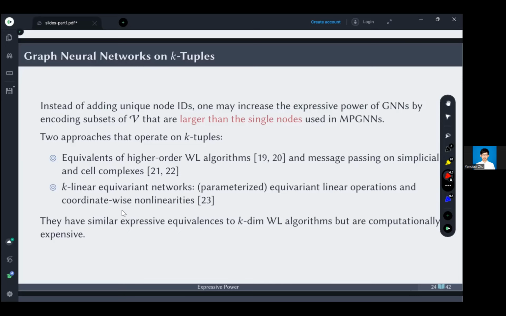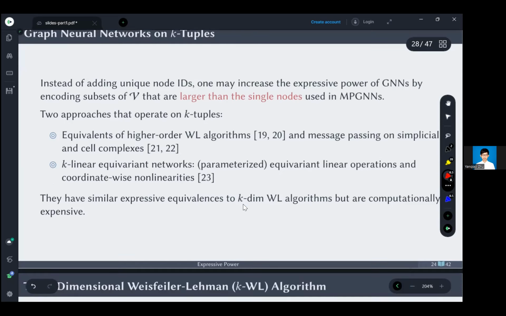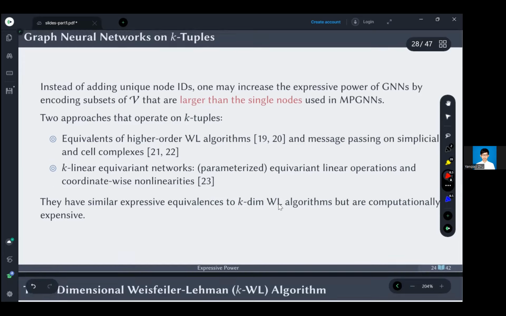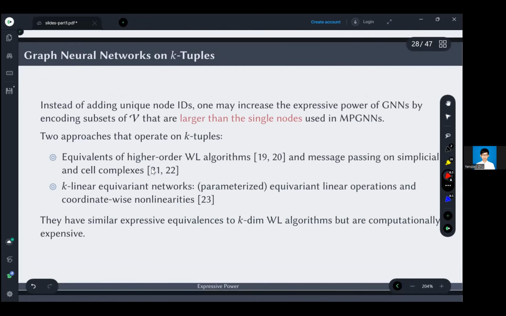And the second direction is the so-called linear equivariant networks that use parameterized neural network models to approximate the equivariant linear operations. They have shown very similar expressive equivalences to the k-dimensional Weisfeiler-Lehman test, but all of them suffer from very high computational complexity. But they have very sound theoretical results.